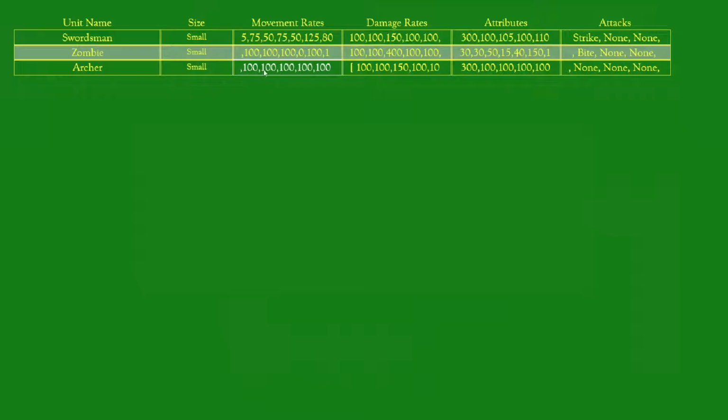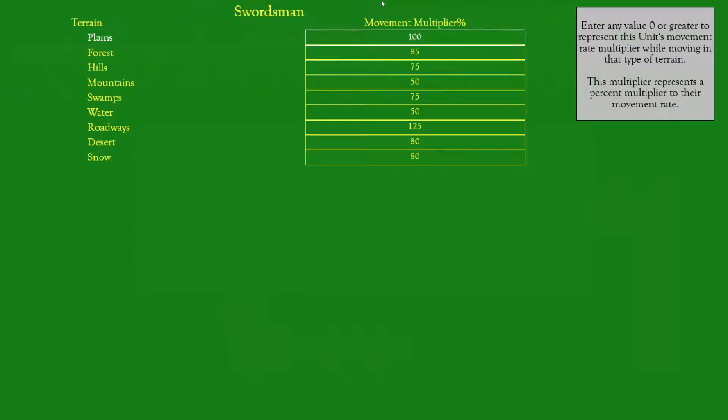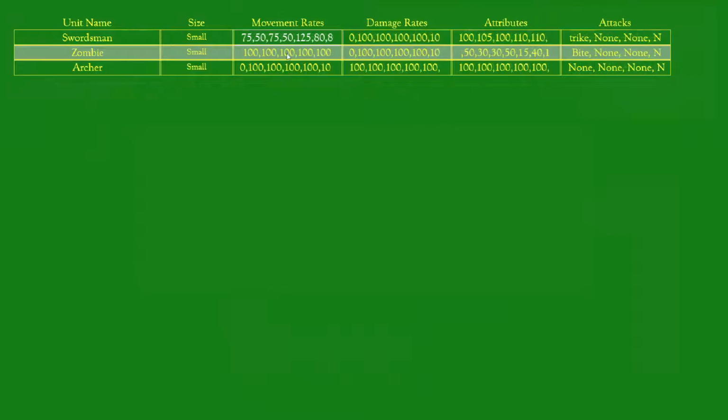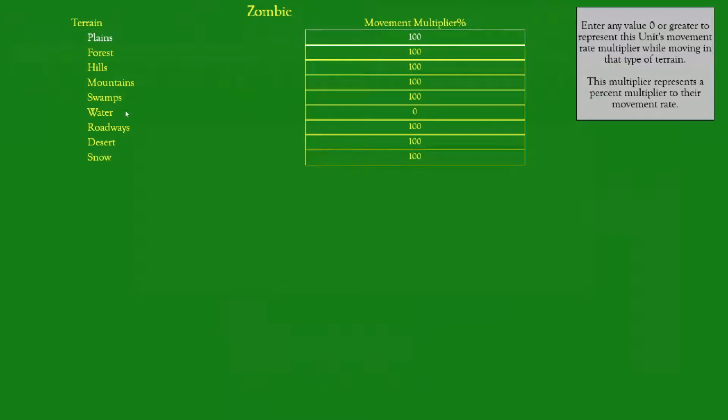I want to design their movement rate next. You can see on the Swordsman, I gave them a whole bunch of stuff. They're faster on the roadways, their normal speed on plains, a little bit slower on everything else. What this movement rate does is if your guy walks at 4 meters per second, well, this guy walks 25% faster on roads, and he also walks half speed in the water, so 2 meters per second instead of 4. And you can see the zombies I even made are unable to walk in the water. I'll show off how that works a little bit later. So the archers, I'm just going to try and remember what I did with the swordsman and do something kind of similar.